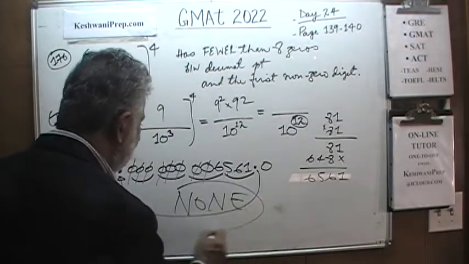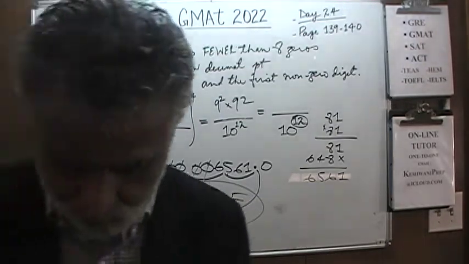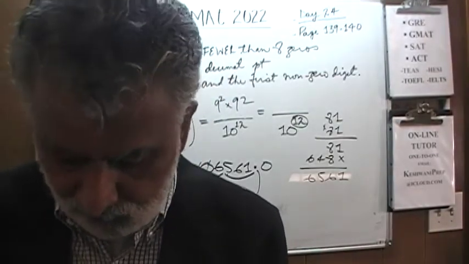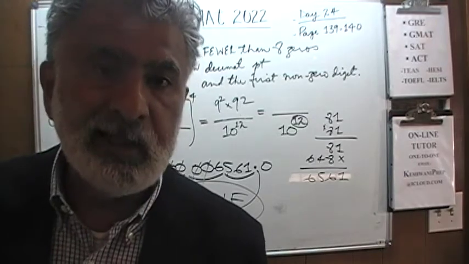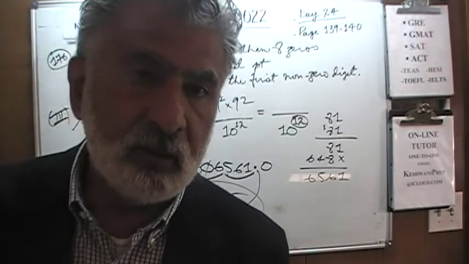The answer here is none. Of the 3 choices that are given to us, 3, 5, and 9, none of them produce a quantity such that we go through fewer than 8 zeros before we hit the first non-zero digit.